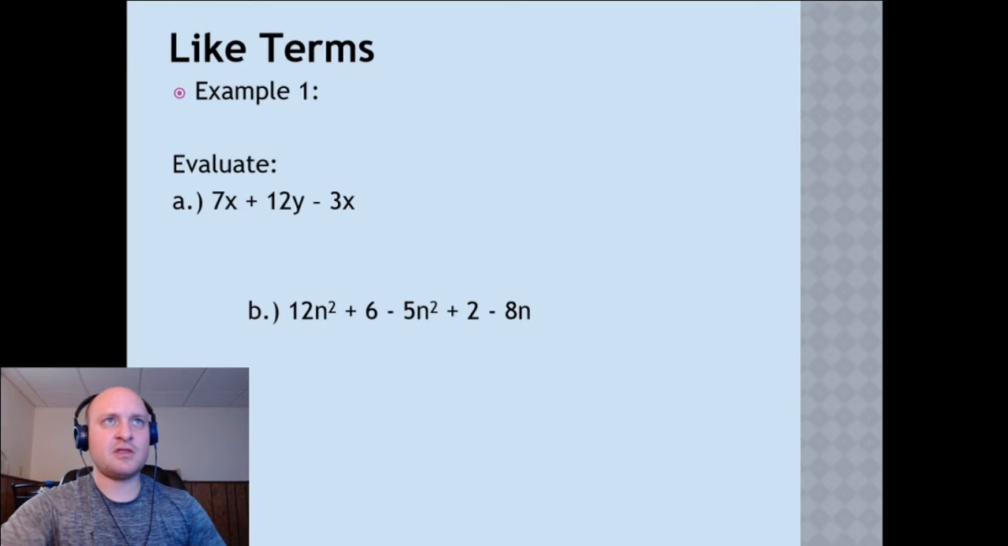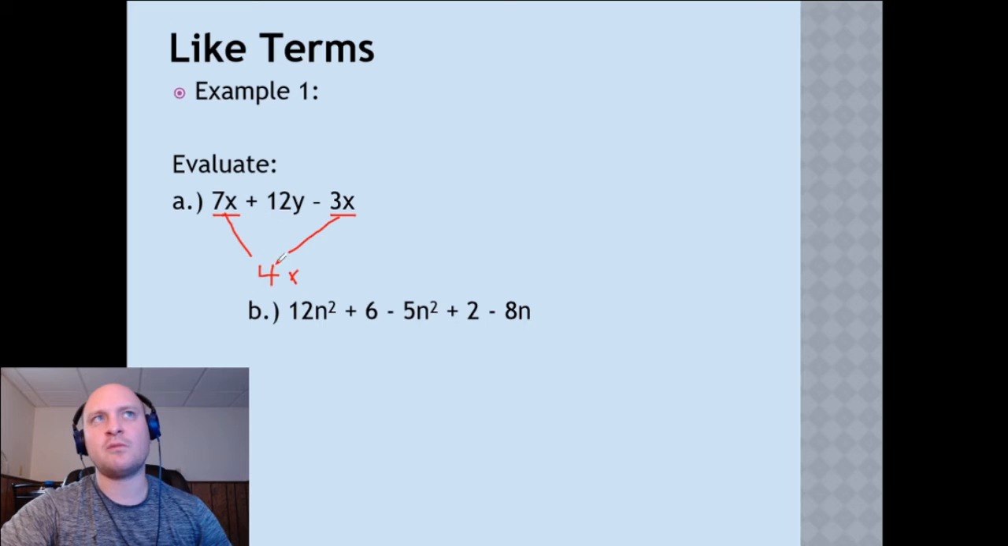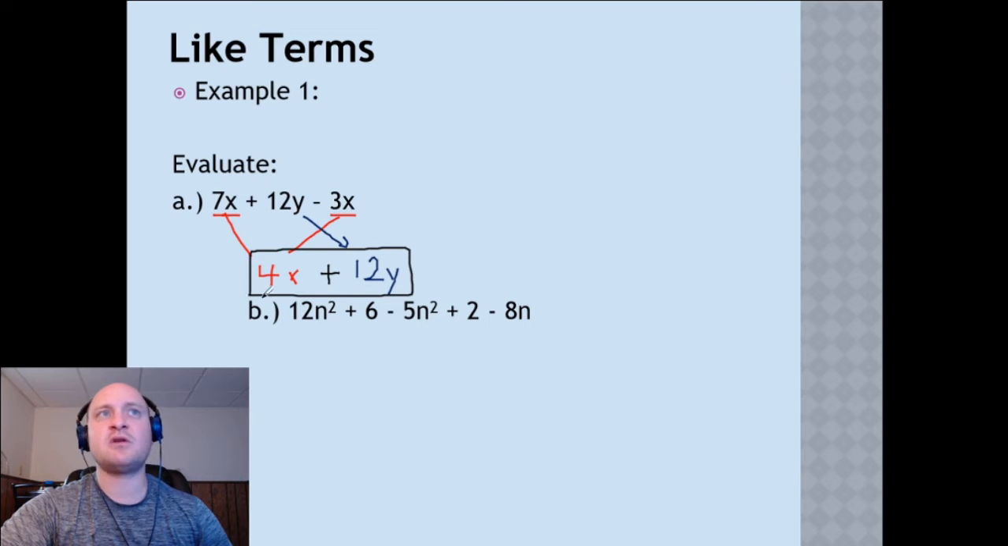Now I'm going to start here with like terms. This first problem, you want things that have x's on them. So we have 7x's and take away 3x's, which leaves us with a final value of 4x's. Now, I would ordinarily want to try to do 4 plus 12. However, I can't because the 4x and the 12y are different letters. So when it says to evaluate, we're going to get as close as we can to a final answer, but I can't get any closer than 4x plus 12y. It's simply a matter of I don't know how much x is worth, and I don't know how much y is worth.